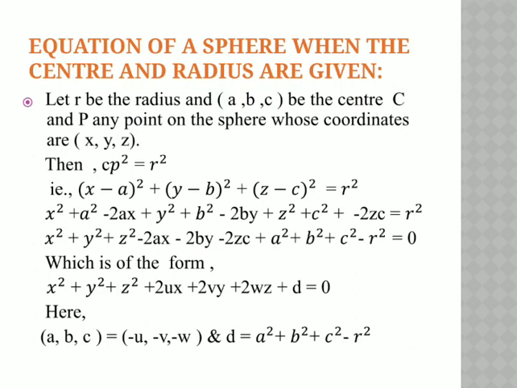Now we rewrite the equation as x square plus y square plus z square minus 2ax minus 2by minus 2cz plus a square plus b square plus c square minus r square is equal to 0, which is of the form x square plus y square plus z square plus 2ux plus 2vy plus 2wz plus d is equal to 0. Here we rearrange the terms. That means a, b, c we take as minus u, minus v, minus w, and d is equal to a square plus b square plus c square minus r square.